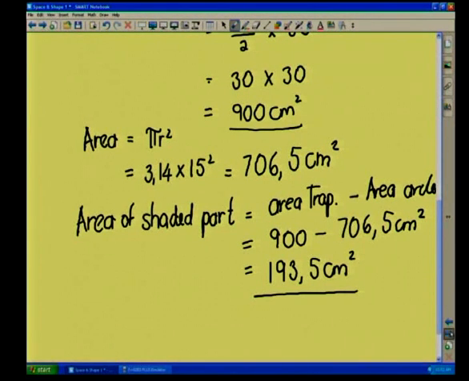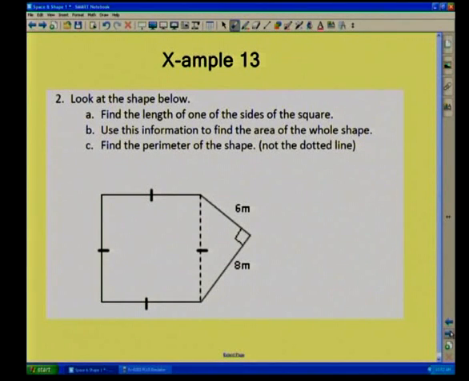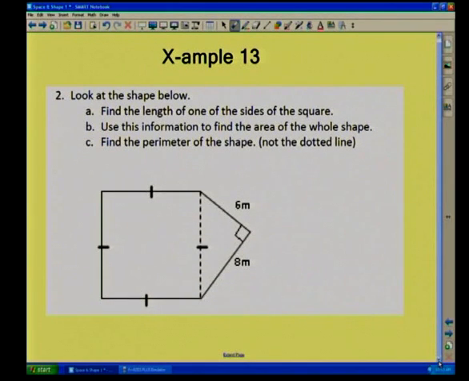Right, let's go on to the next example. Right, look at the shape below. Find the length of one of the sides of the square, and then use this information to find the area of the whole shape, and then find the perimeter of the shape, not the dotted line. Right, so this is in 3 parts, so let's start at the beginning.